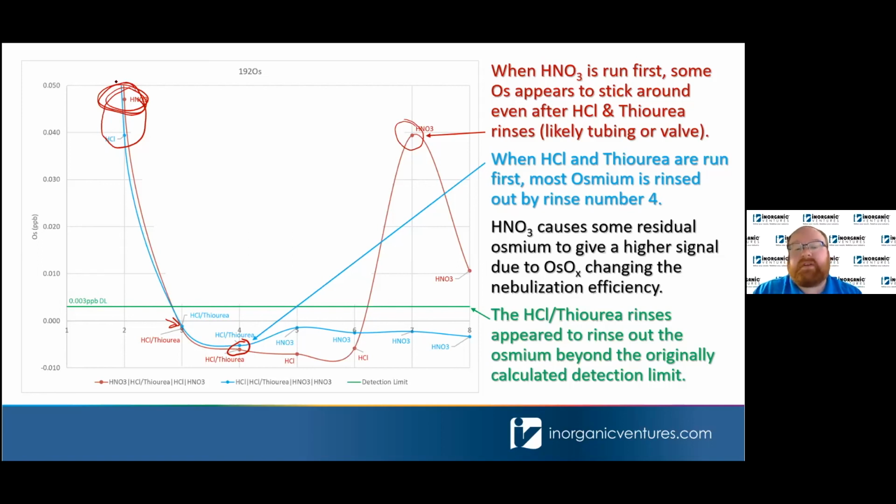So the rinse really does matter. And one thing to point out on this graph is, we did calculate a detection limit at the beginning of this run of 0.003 ppb. These rinses with the thiourea actually rinsed it beyond the original calculated detection limit. So we had osmium in the system to begin with. It didn't look like it was much, but these rinses went even further to a better point. So definitely a good way to go for cleaning out the osmium.